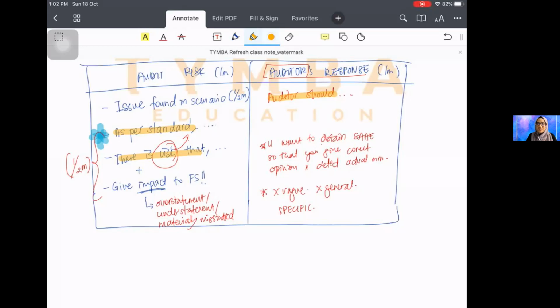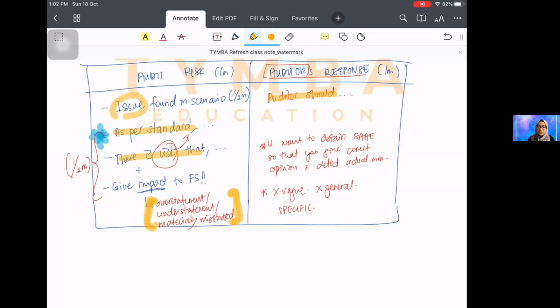Dia macam introduction lah. So once kita dah tulis as per standard, tiba-tiba idea datang mencurah-curah. Padahal tak ada idea pun, tapi because of you writing as per standard, you have the idea, oh aku kena cerita pasal standard isu yang aku jumpa kat atas ni. And then that is risk that, aku tahu risk dia adalah berdasarkan standard yang aku baru tulis tadi. And then you must give your impact to financial statement. Use these three words here: over, understatement or material misstated. Same goes to auditor should.